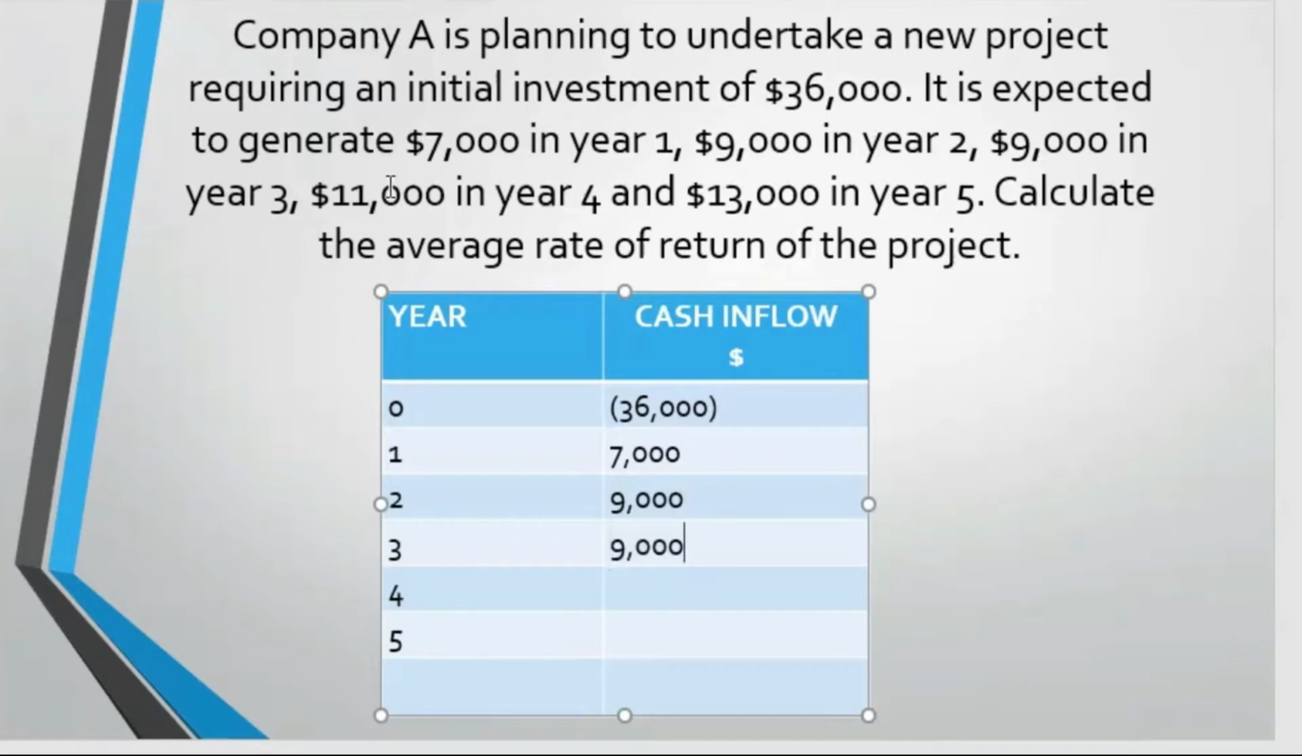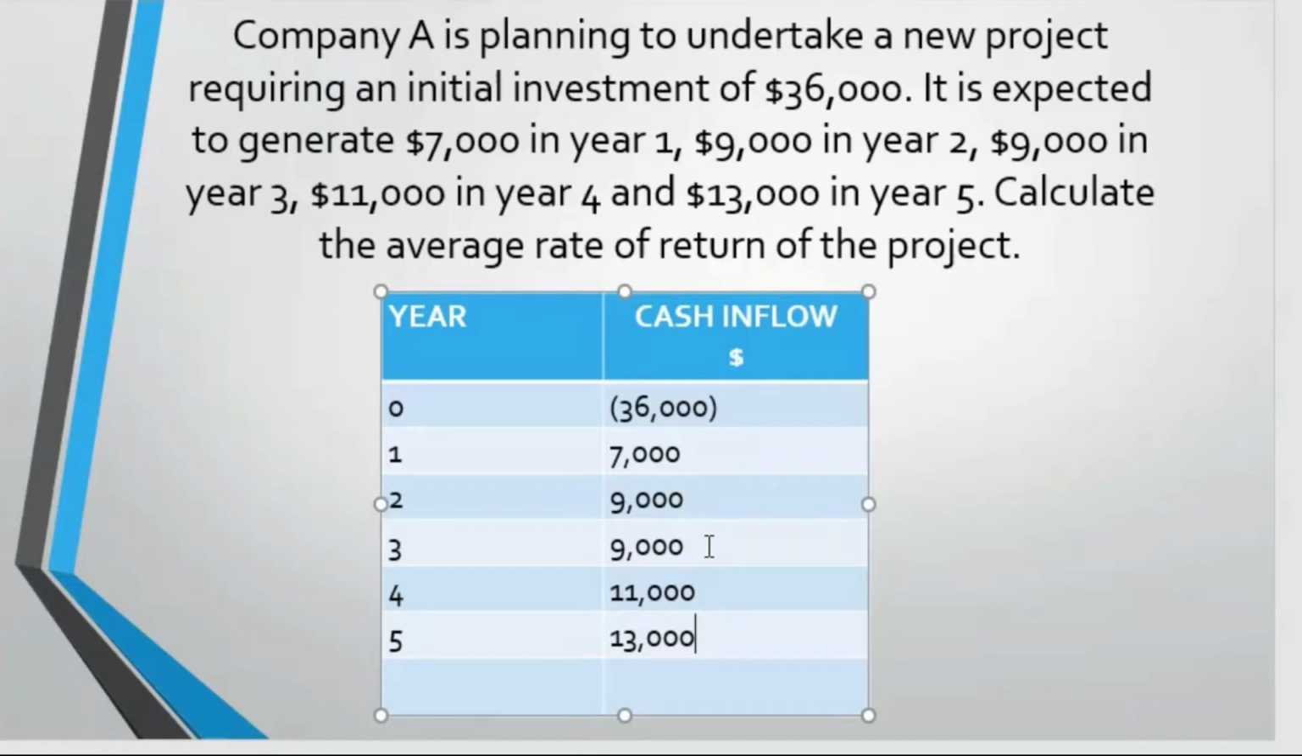In year 4, it says that we would receive $11,000, so you put down that $11,000 right there. And in year 5, it says that the company will receive $13,000. So we put that down. All right. The next thing that we need to do is to calculate the total cash inflow.